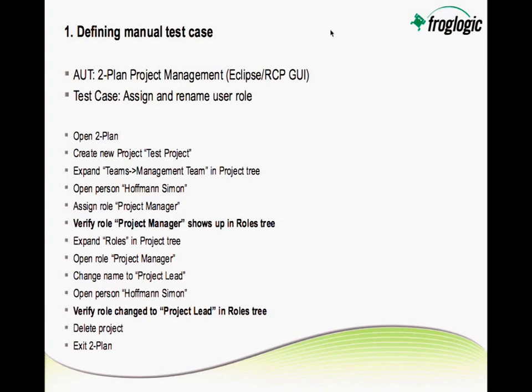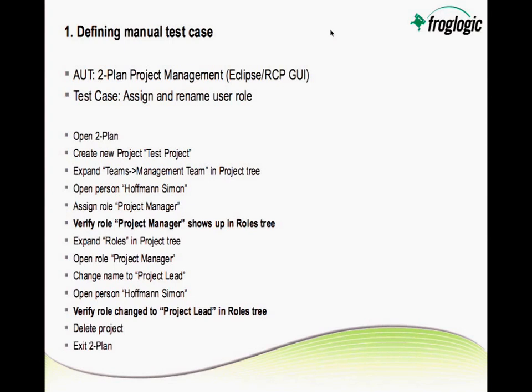So now we start with step number 1 for the practical demonstration, which is to define the manual test case, which are the steps I want to automate. As the application under test, I will use an application I could download, which is an Eclipse RCP application called ToolPlan, a project management application allowing you to do all kinds of project management tasks. We have no ties to that. I just chose it because one could download a free version, and it's a mid-sized complex RCP application.